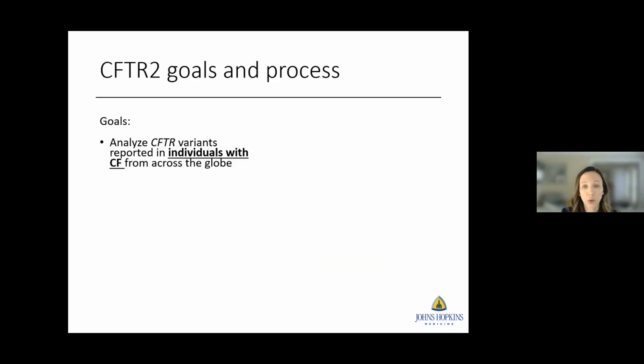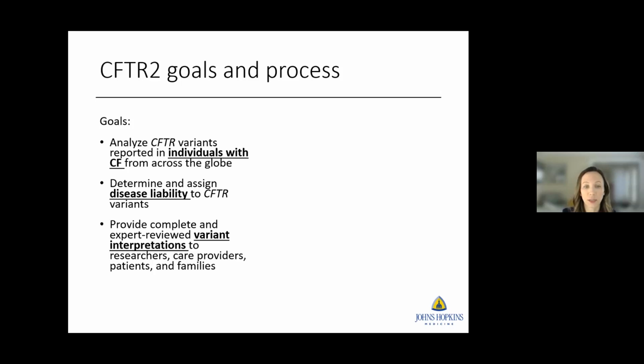So our goals for this whole project, one is to analyze the variants reported in CFTR that come from individuals with CF across the globe. Then using that analysis, we determine and assign disease liability. That's essentially a variant interpretation to the different variants. And then we provide complete and expert reviewed variant interpretations online that can be accessed by anybody. It's a free and publicly accessible website, and it is geared to have language that is understandable both to the CF scientific community, so researchers, clinicians, but also to what I would call the lay CF community of care providers, patients, and their families, et cetera.